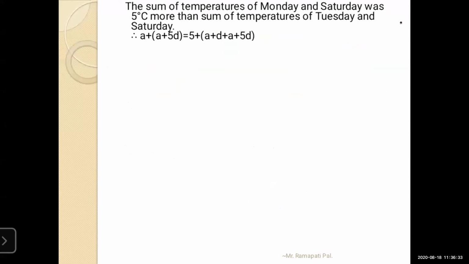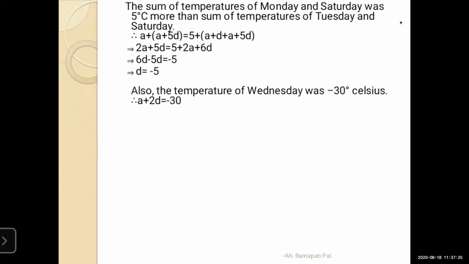So, in this way I have written. A is Monday. A plus 5D is Saturday. Means Monday's temperature plus Saturday's temperature is equal to 5 plus Tuesday temperature plus Saturday temperature. Correct? Now substitute the value. So it will be like this: 2A plus 5D is equal to 5 plus 2A plus 6D, because D plus 5D is 6D. So 6D minus 5D is equal to minus 5. Is it clear? Okay, come to now. D is equal to minus 5.